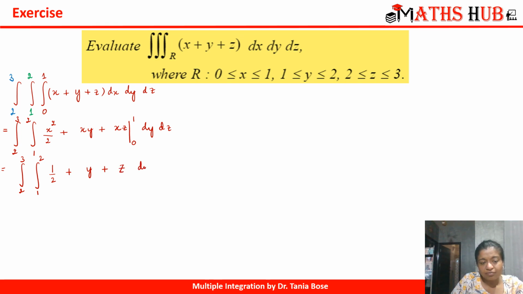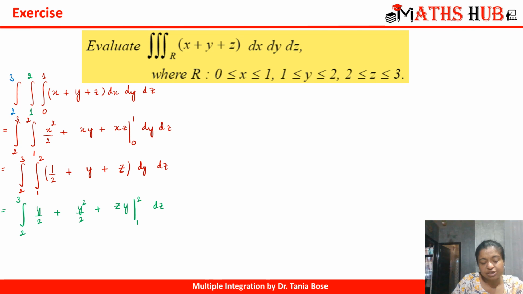Now I need to perform this integral with respect to y, keeping z constant, right? So when we do this integral with respect to y, keeping z constant, we keep the first integral the same. Now we will keep the variable z constant. So integration of half will be y by 2, integration of y will be y square by 2, and integration of z will be zy. We place the limits from 1 to 2.